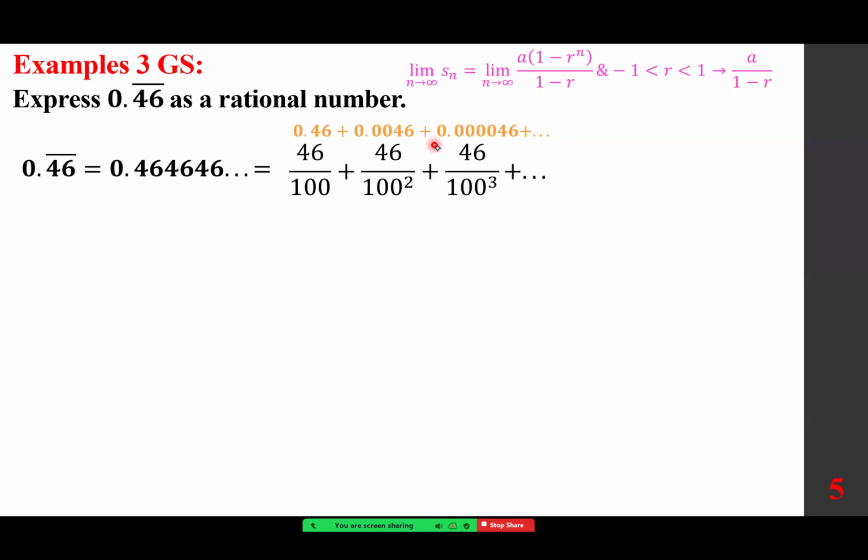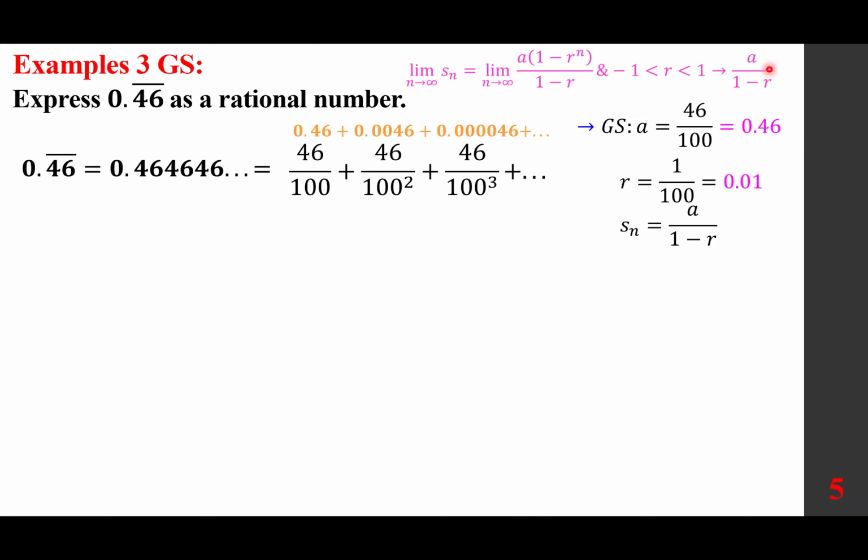So we are adding up what becomes a geometric sequence, with the first term being 46 over 100 or 0.46. What is r? This number is 100 times larger than this. This fraction is 100 times smaller than this. So r is 1 over 100 or 0.01. And when r is between negative 1 and 1, we can use this formula to find the geometric series, because we are adding them up.